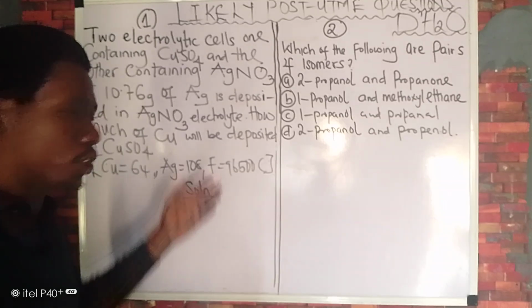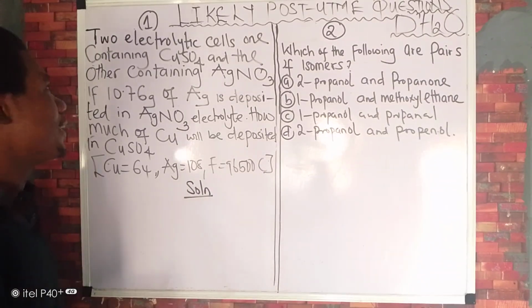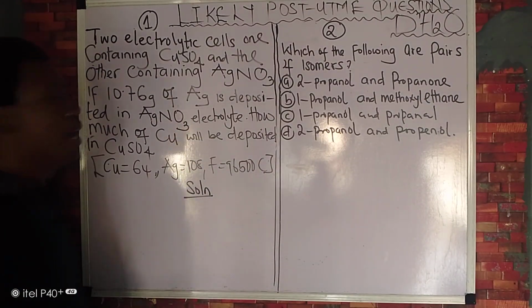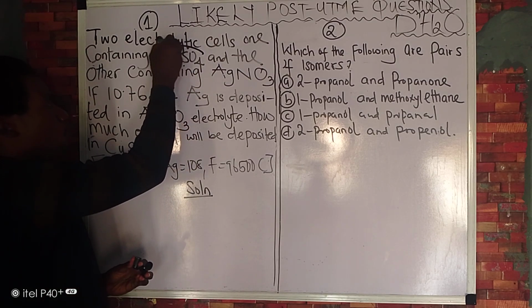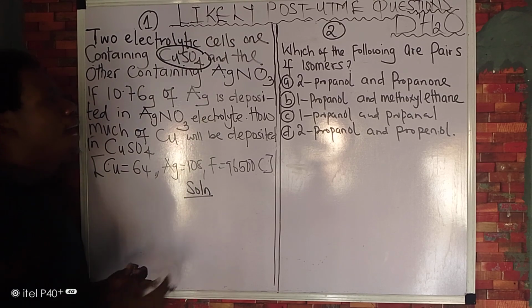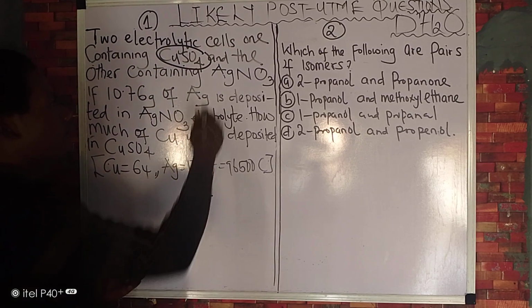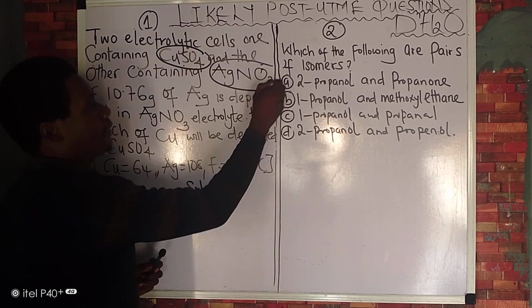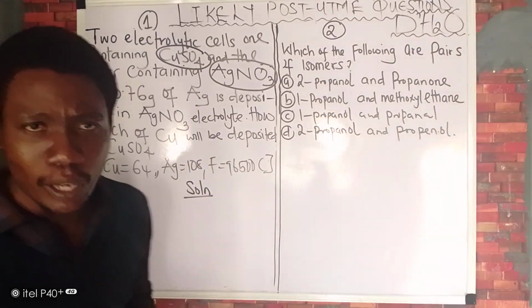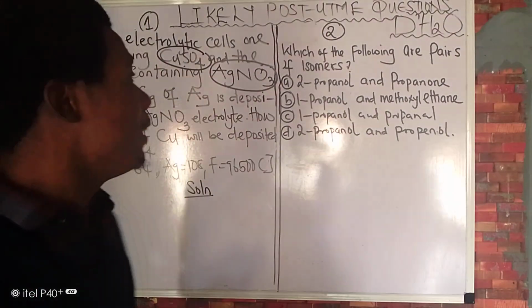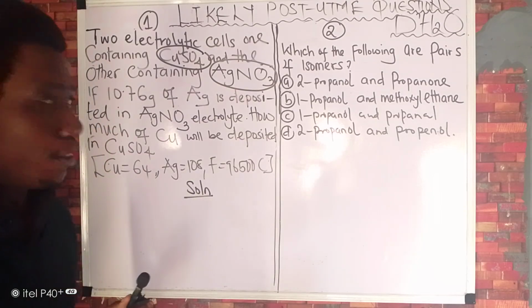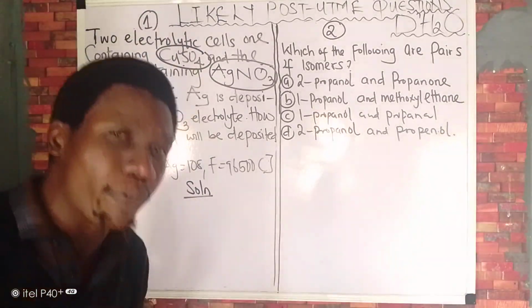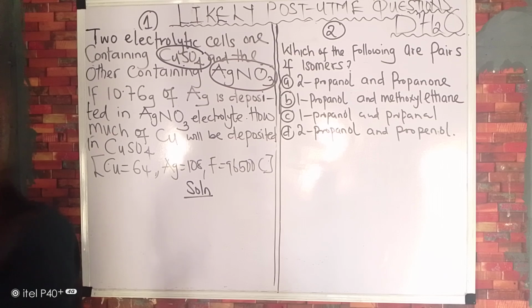Okay, now from this question you will find out that there are 2 electrolytes here. And what are the electrolytes? The first electrolyte is your CuSO4, and the second electrolyte is your silver nitrate. So when you have 2 electrolytes or more in a setup, it means that the calculation is based on Faraday's second law of electrolysis.